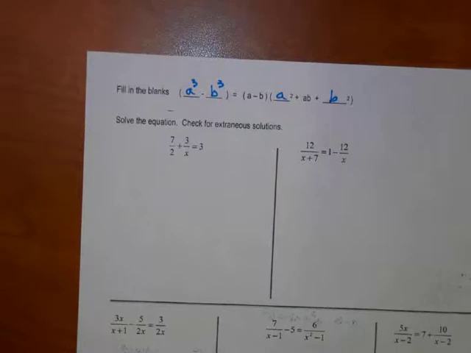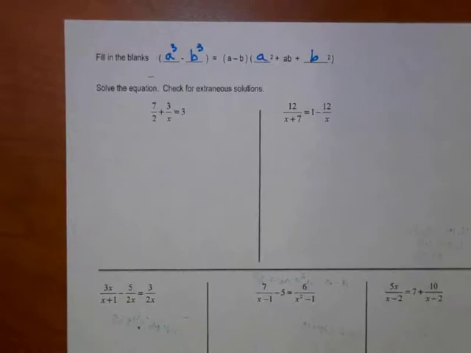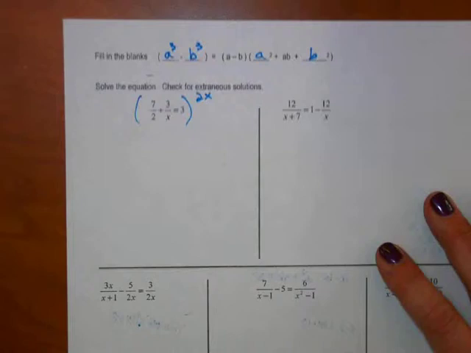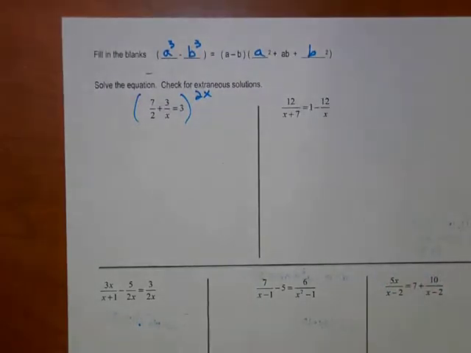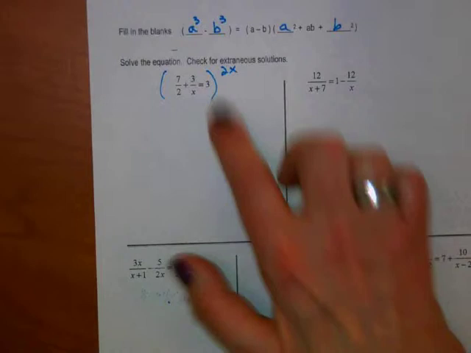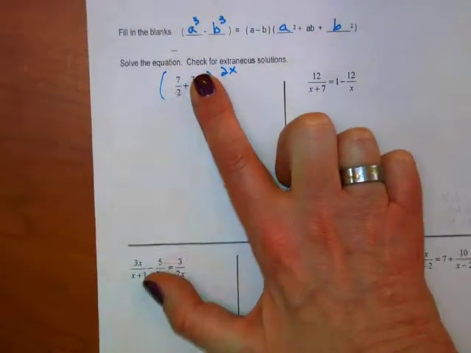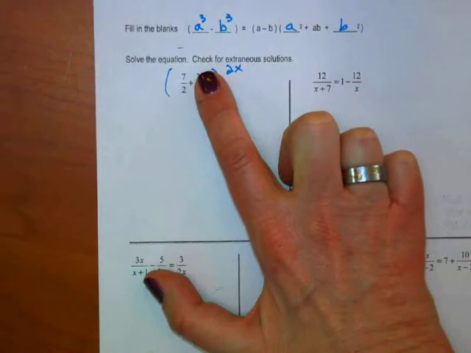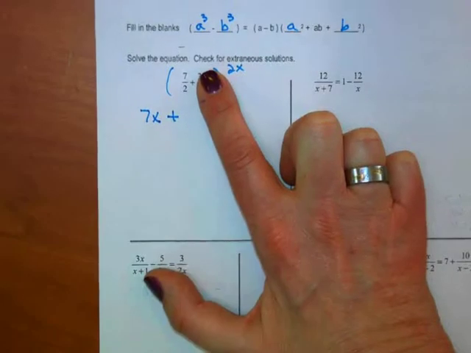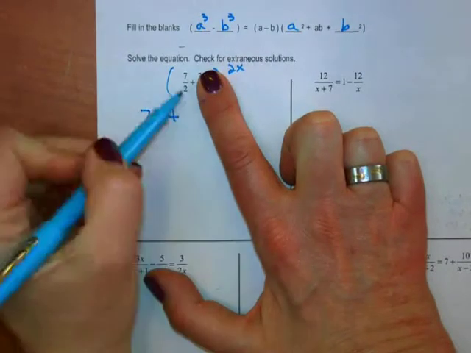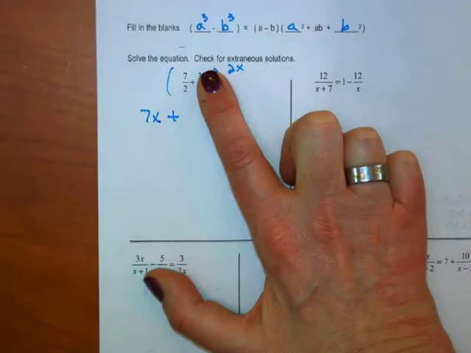All right, so now, solve the equation. Check for extraneous solutions. So again, we have a fraction plus a fraction equals what could be a fraction, 3 over 1, correct? All you do here again is look for a common denominator. What would the common denominator be? 2x. So I'm going to think about multiplying everything inside there by 2x. If I multiply this first fraction by 2x, I really just end up with what? The 2's cancel, right? So I just have 7x.